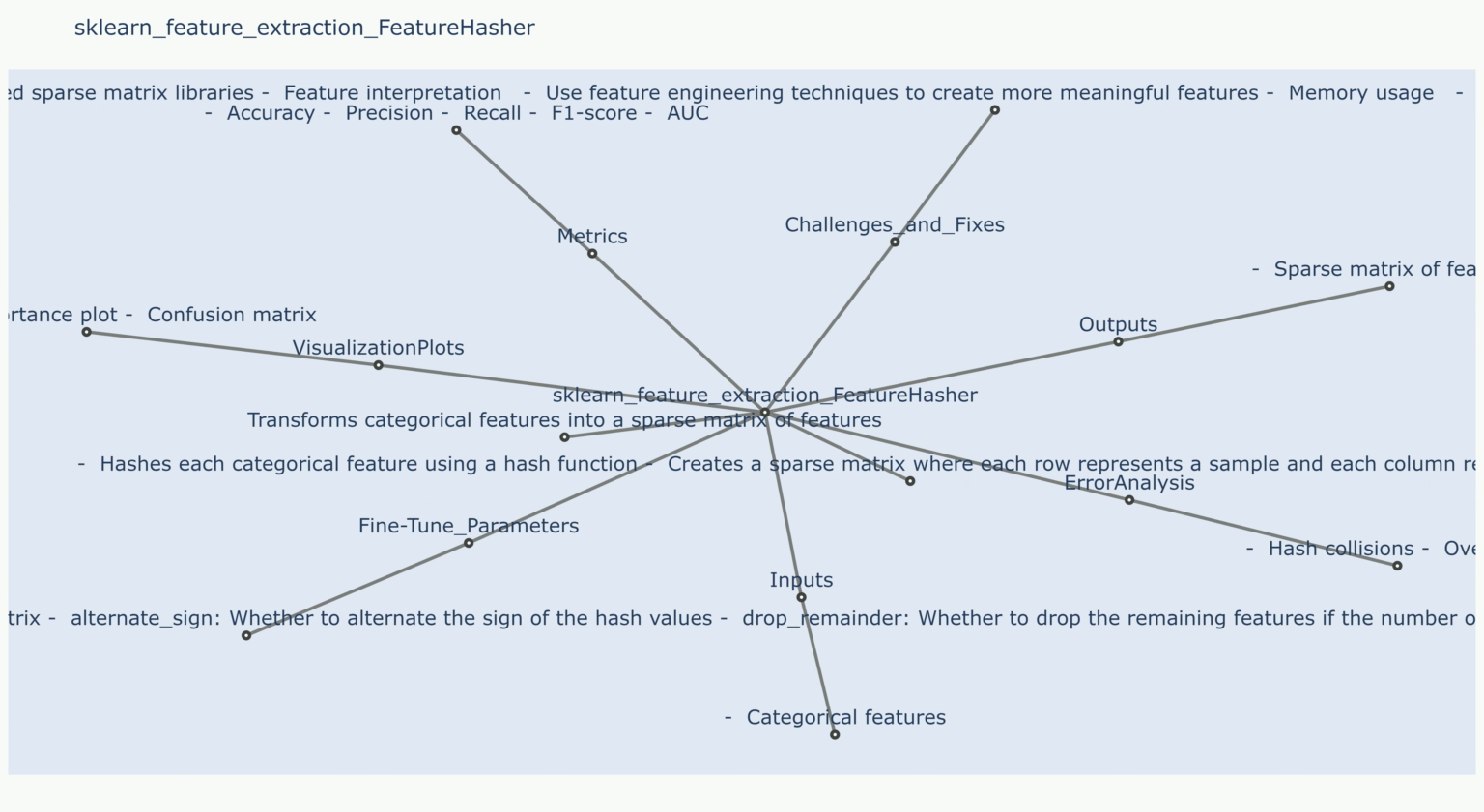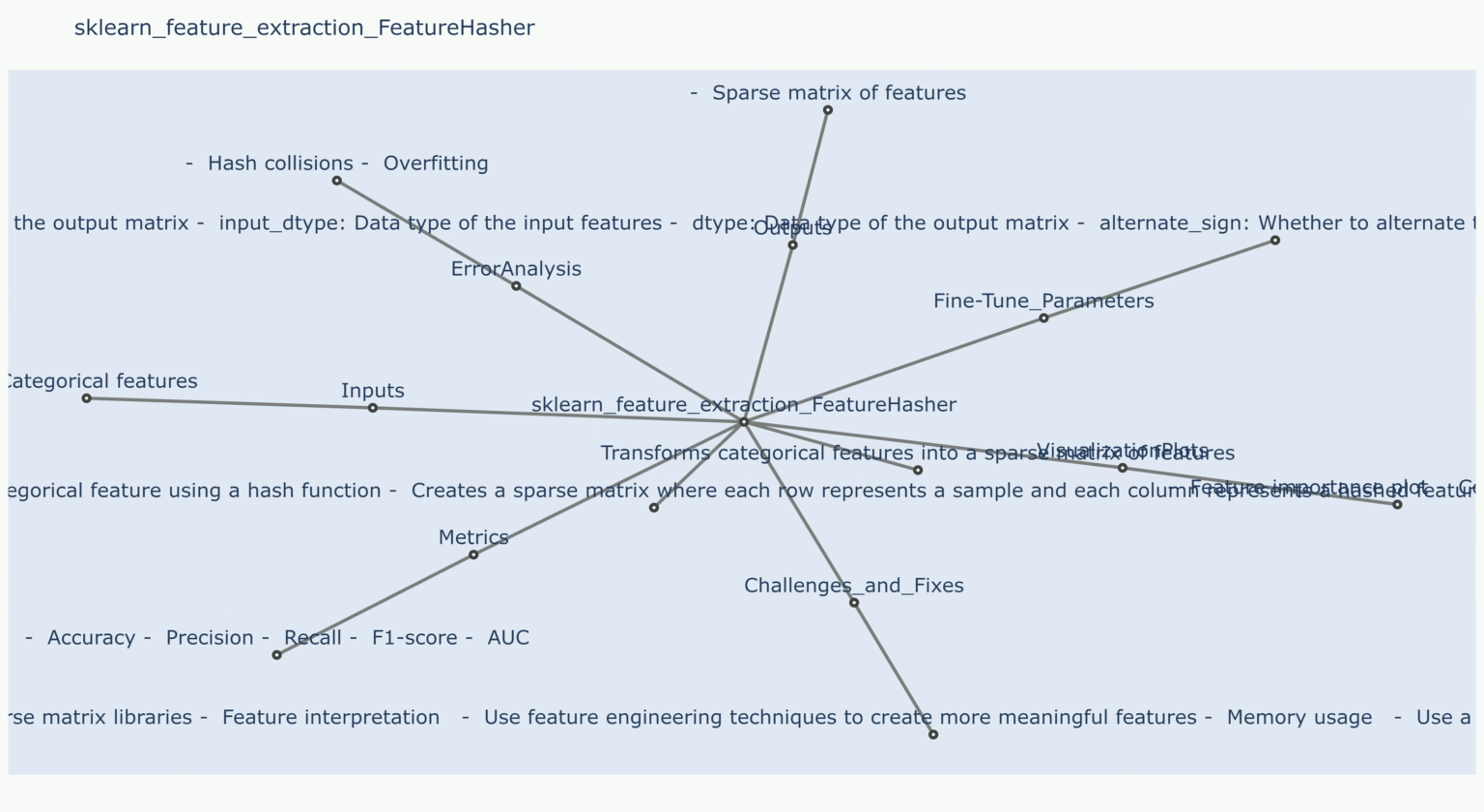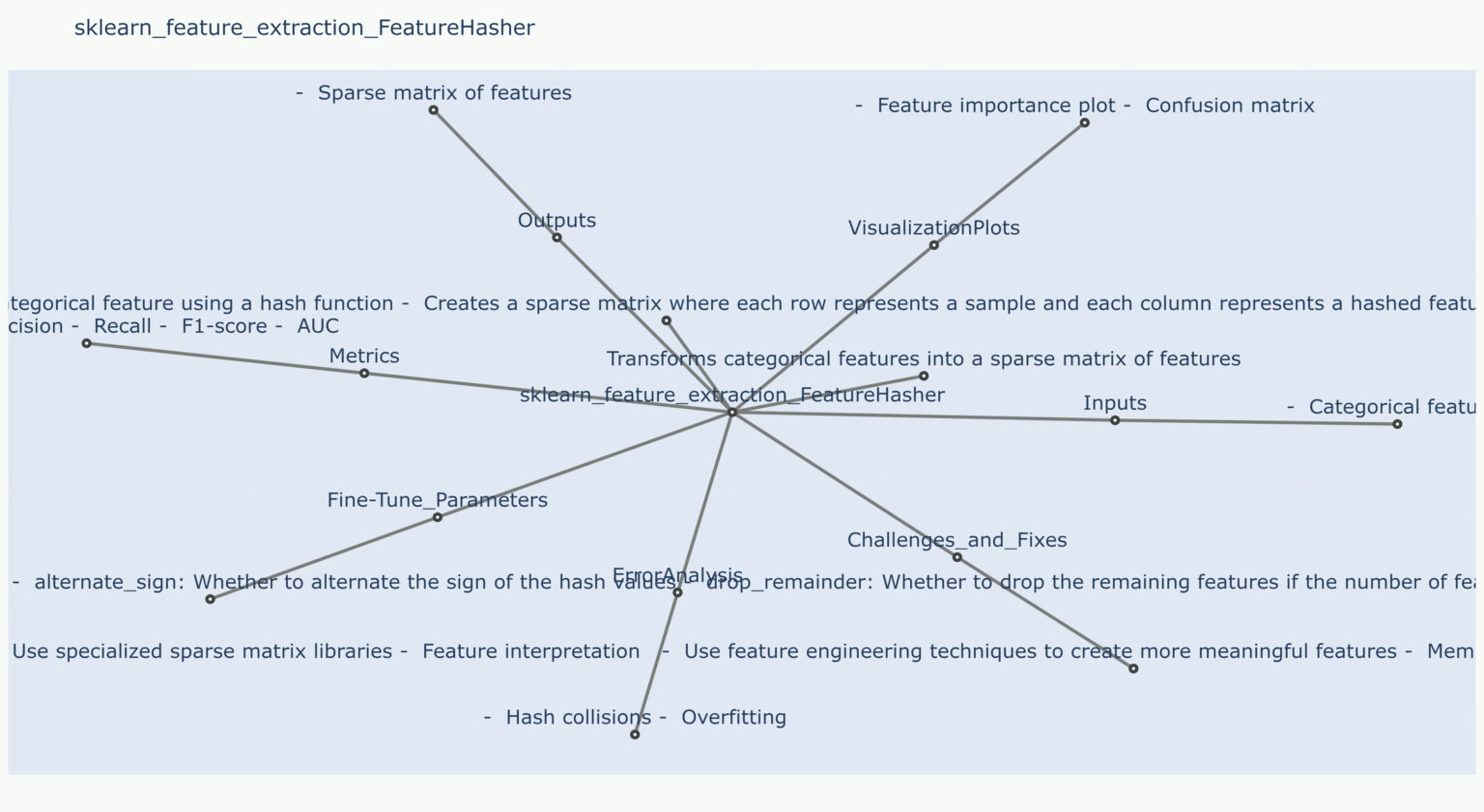Inputs. Input 1: input data. This should be a list of lists, where each inner list represents a single sample, a NumPy array, or a pandas DataFrame. Each element of the input should represent a categorical feature. Input 2: n_features, an integer specifying the number of features to be generated. This parameter controls the size of the hash space, and therefore the potential for hash collisions.